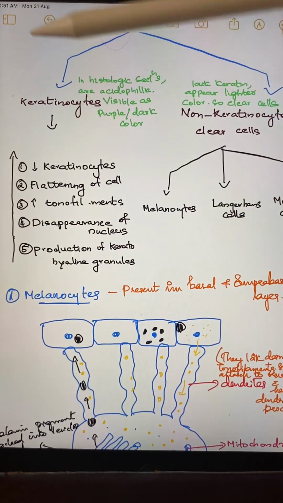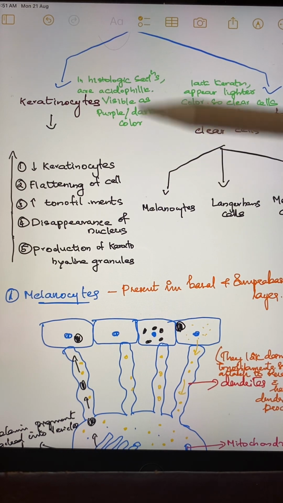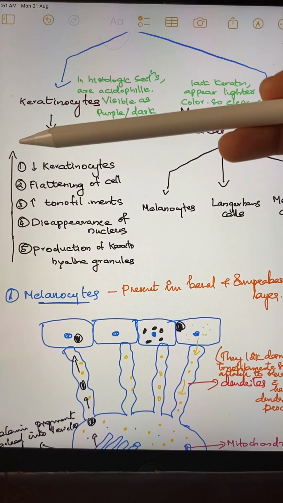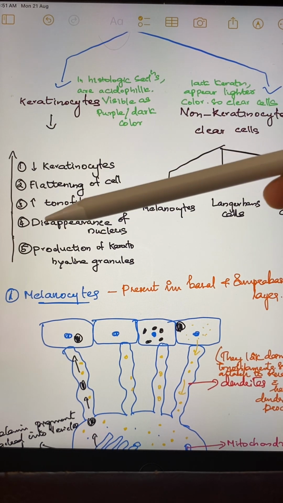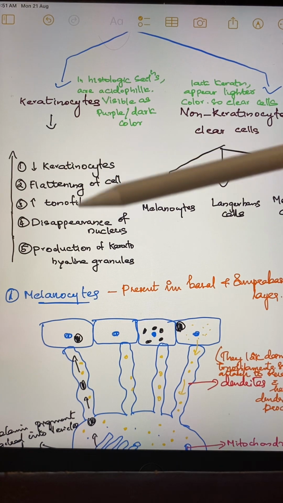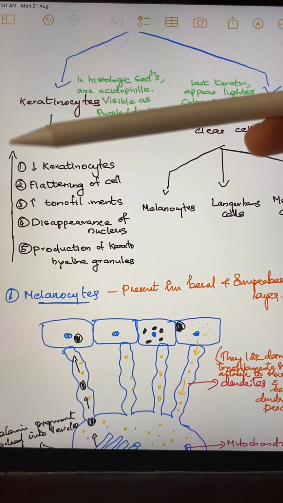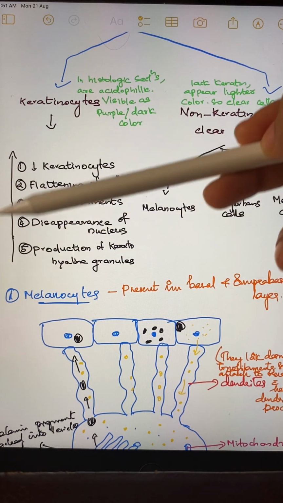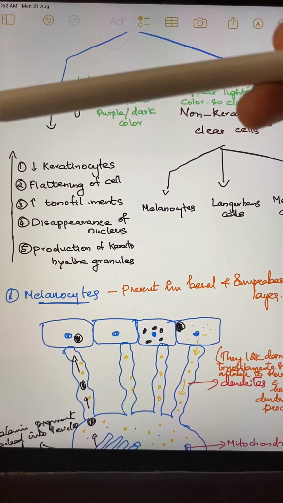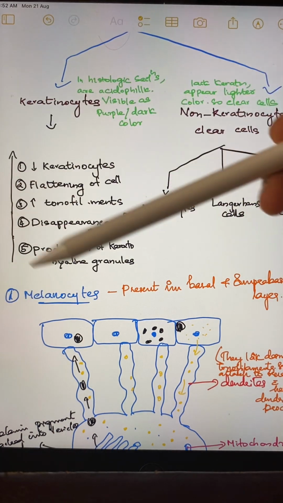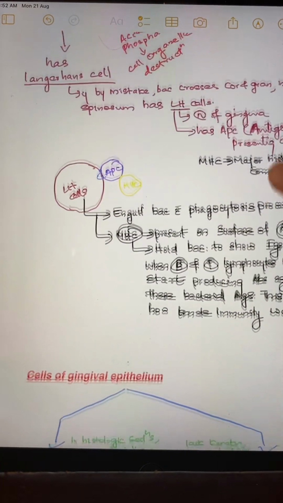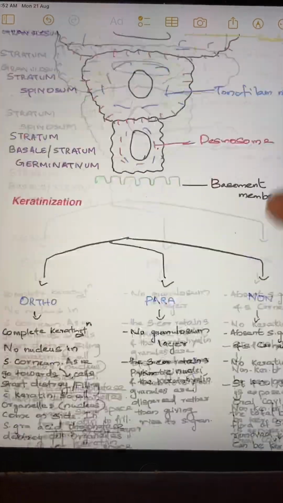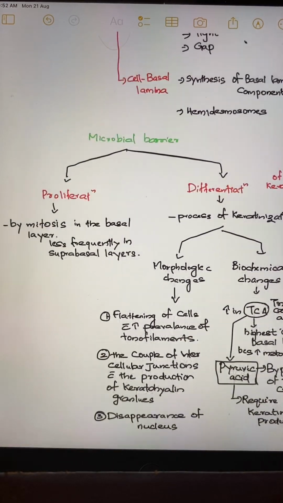As we go up, the amount of keratinocytes decreases through the layers. When we go up, what is happening? There is flattening of cells, then tonofilament content increases, then the nucleus disappears, then keratohyalin granules are produced. All this happens when we go from the basal layer to the corneal layer. So these are the cells of gingival epithelium. We covered that, so this is all about the gingival epithelium.